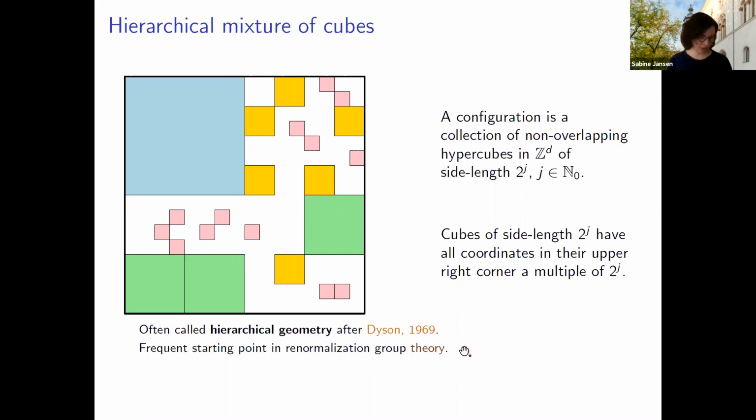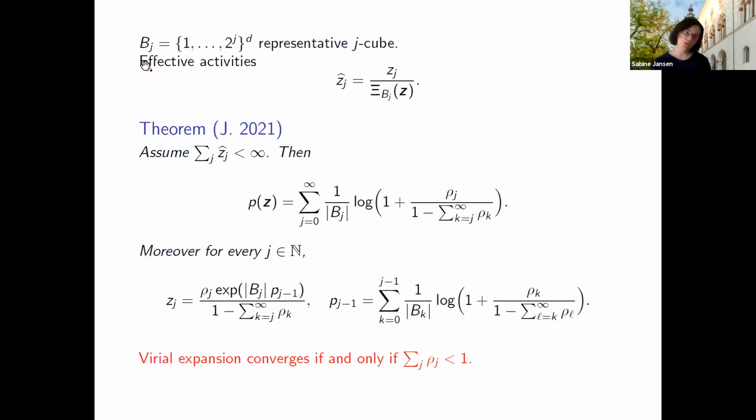And I learned about this from lecture notes by David Brydges. Actually, the paper that I'm just going to present one result of came out from active reading of those lecture notes by David Brydges. So for this type of model, you can say the following. I mean, a lot more, but that's one other thing. Let me use the letter capital B_j for a representative cube of side length 2^j. And let me introduce an effective activity, z hat_j, which is the activity of a j-cube divided by the partition function for that cube.